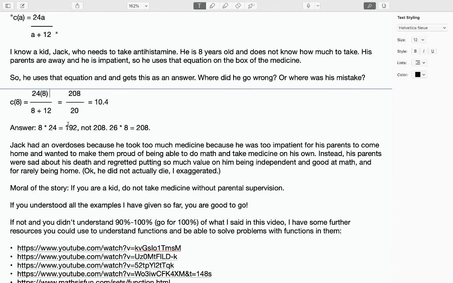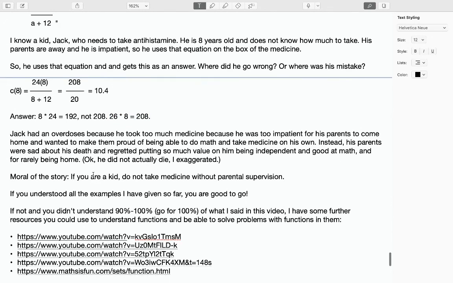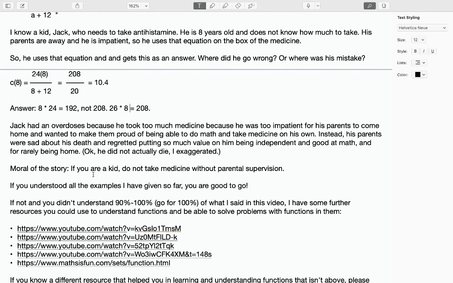So 8 times 24 is 129, not 208. 208 is 26 times 8. And so this is what happened because he took too much medicine.